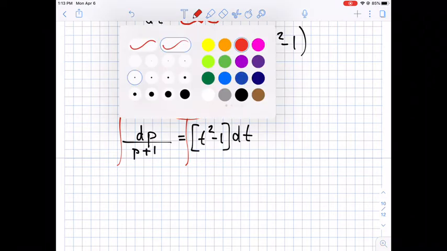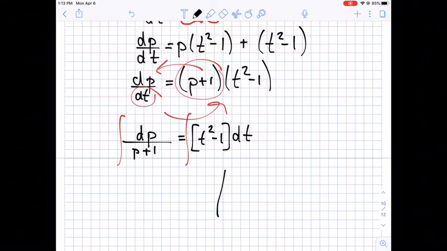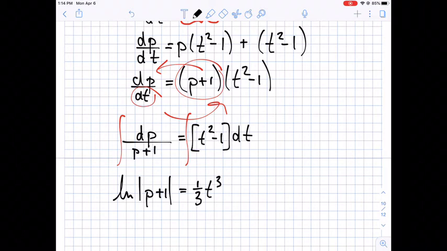And on the left, it may not look so nice, but think for a moment, how do we integrate this one on the left? We have dp divided by p plus 1. Can't really simplify it, but you can do a substitution, or you can recognize this is very similar to what we saw in partial fractions case 1. It's just going to give us a logarithm. Ln of p plus 1 on the left is equal to 1/3 t to the power of 3 on the right minus t, and now we put in our plus c.